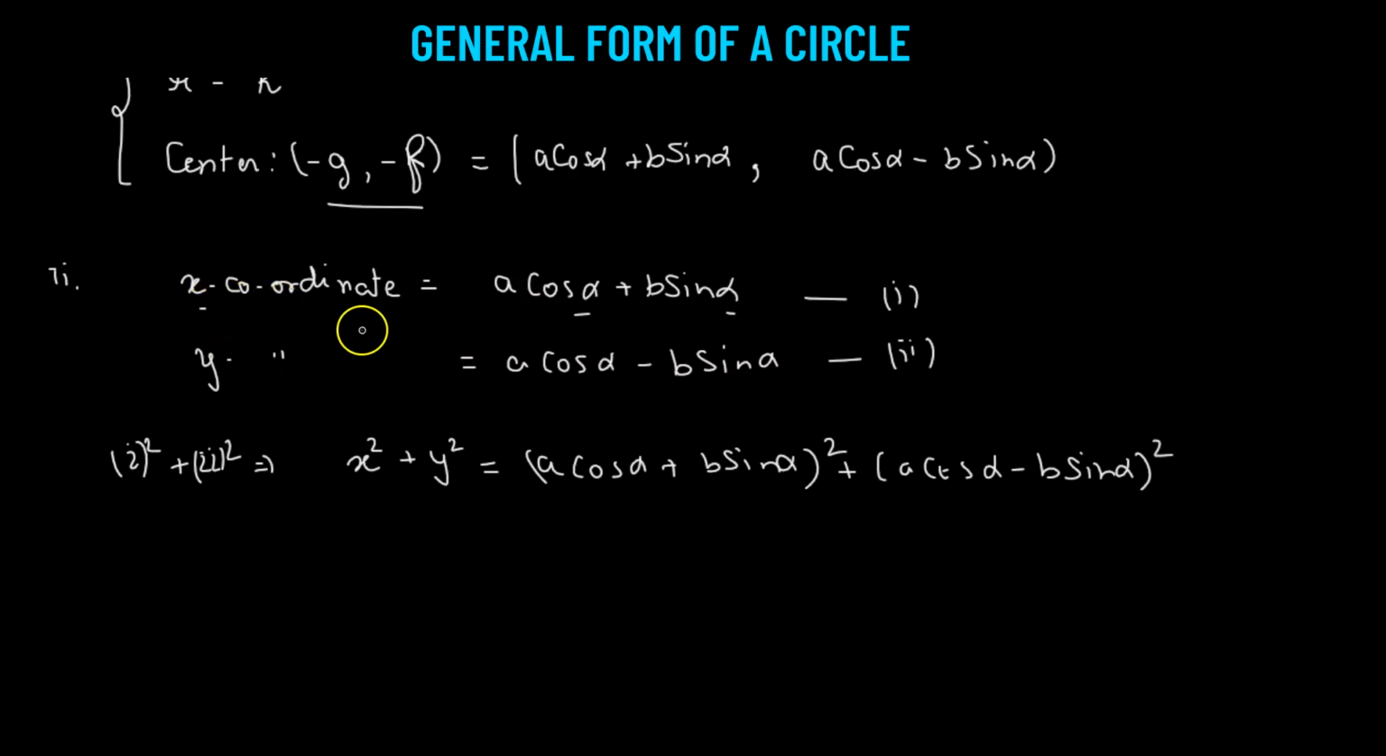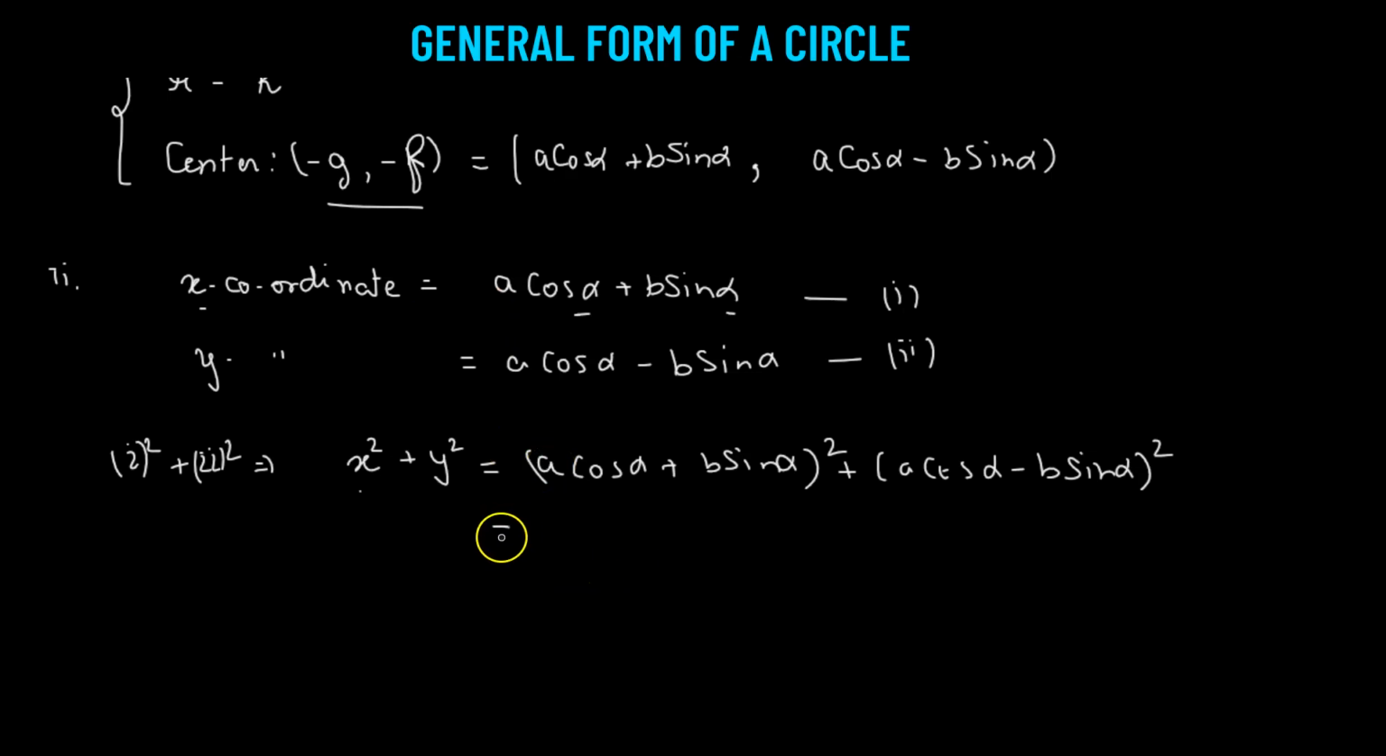The reason why we chose the x and the y coordinate is that this x coordinate has reliance on alpha. So when alpha varies, the x coordinate is also going to vary. So this is the x coordinate of a new circle, a new geometrical figure that we are trying to find. We're trying to find out its locus.